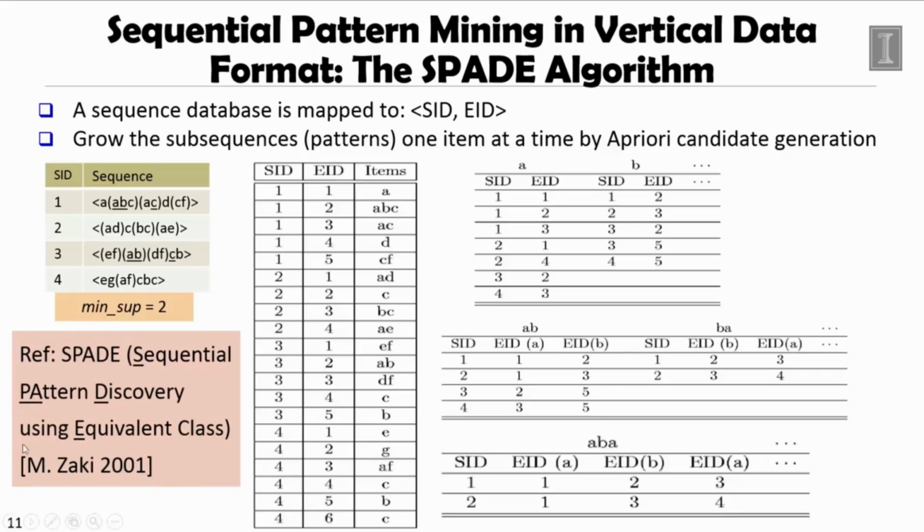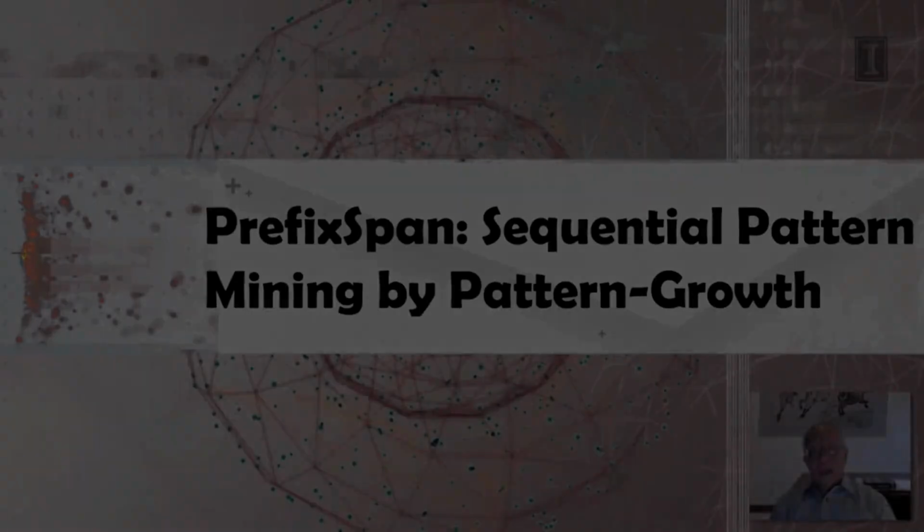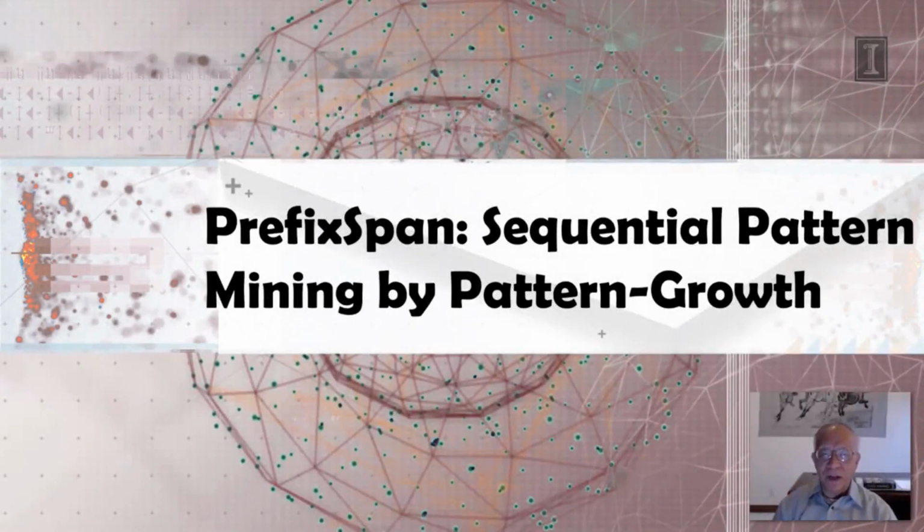This algorithm was developed by Zaki in 2001, called SPADE, sequential pattern discovery using equivalence classes. We have introduced the Apriori-based sequential pattern mining algorithm GSP. We have introduced the vertical format-based sequential pattern mining SPADE. Now we come to the pattern growth-based algorithm called PrefixSpan.